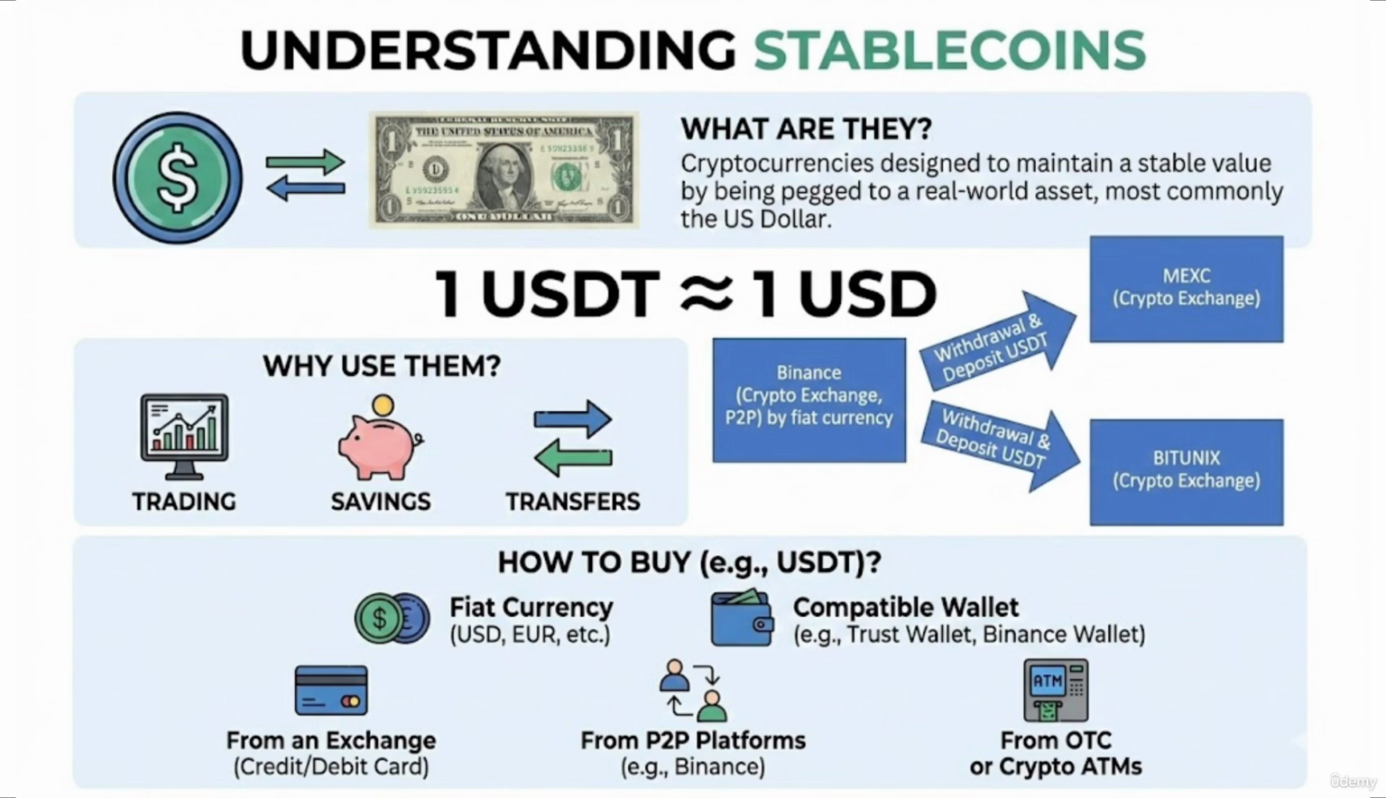Now let's walk through an example using Binance's P2P platform. You need to buy USDT using a fiat currency, such as USD, EUR, and others. You also need to have a wallet that supports USDT, such as Trust Wallet or the Binance Wallet, which comes with your Binance account. I recommend using Binance because their exchange rate is often better and they have strong protection for both buyers and sellers.